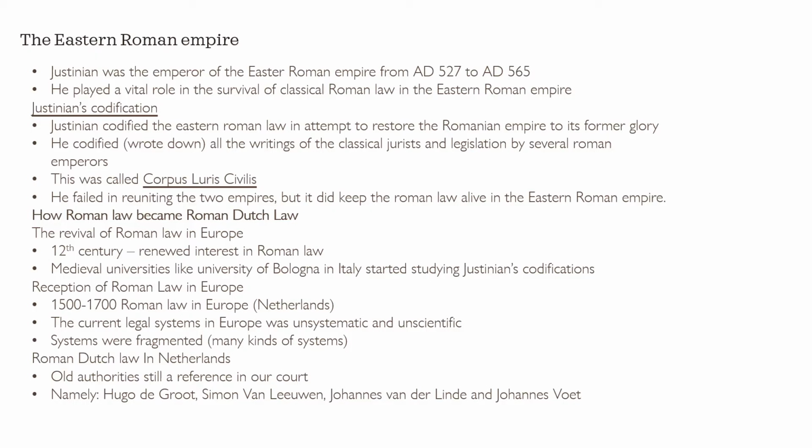Roman law in Europe, the Netherlands. The current legal systems in Europe were unsystematic and unscientific. Systems were fragmented, which means there were many kinds of systems. Roman Dutch law in Netherlands. Old authorities are still a reference in our courts, namely Hugo de Groot, Simon van Leeuwen, Johannes van der Linden, and Johannes Voet.